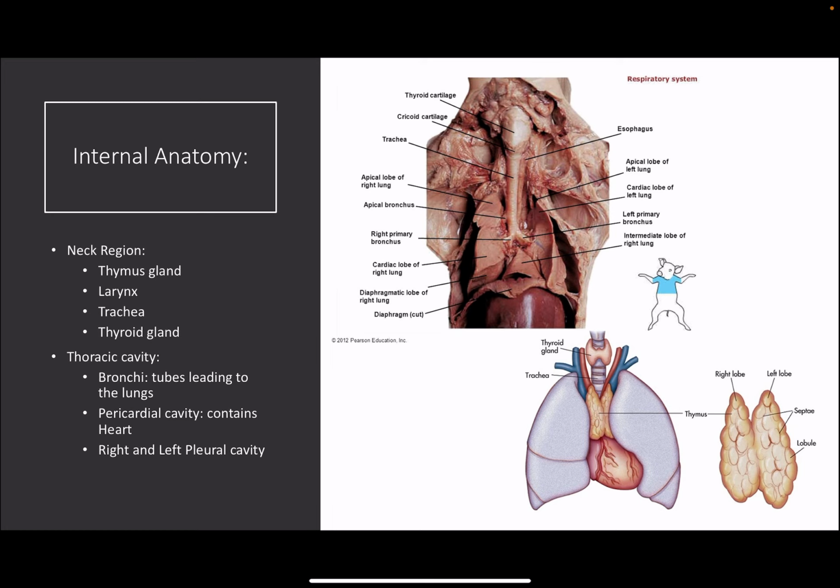This region, from the neck to the thin diaphragm below the lungs, is known as the thoracic cavity. It contains the bronchi, the tubes which branch off from the trachea, and these lead into the lungs. It also contains the pericardial cavity, which contains the heart, and it's further subdivided into the right and the left pleural cavities, which contain the right and the left lungs, respectively.